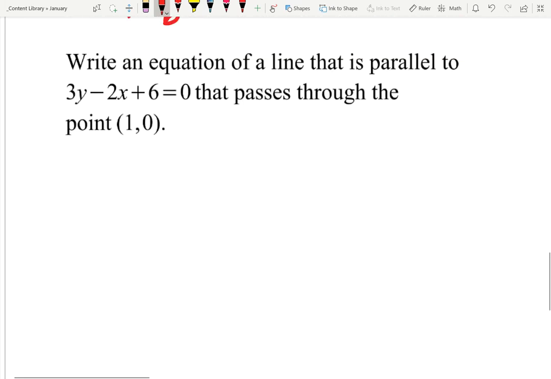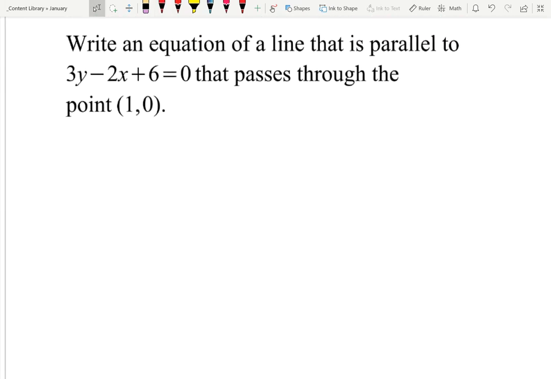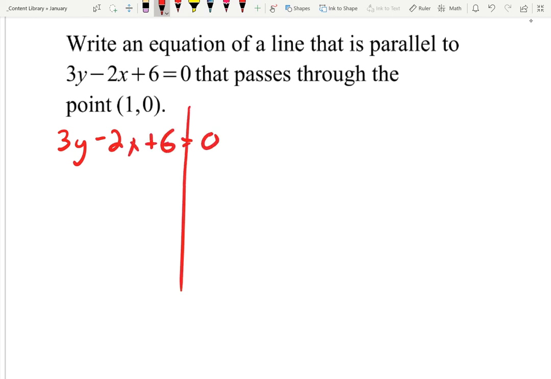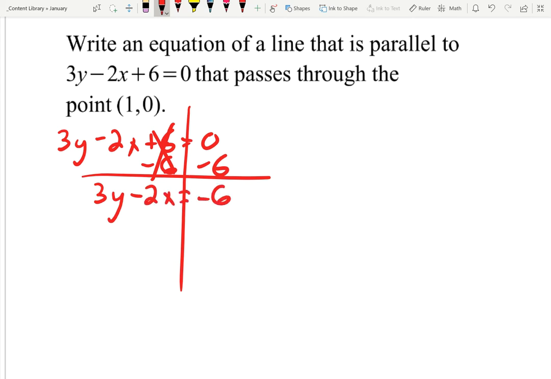And then our last parallel one takes a lot of rearranging. We have this equation. Of course, you don't know what the slope is just by looking at that. So we are going to have to rearrange it a bit. So we have 3y minus 2x plus 6 equals 0. The first thing I'll do is move the 6. So I'll subtract that 6 to move it to the other side. That leaves me 3y minus 2x equal to -6.